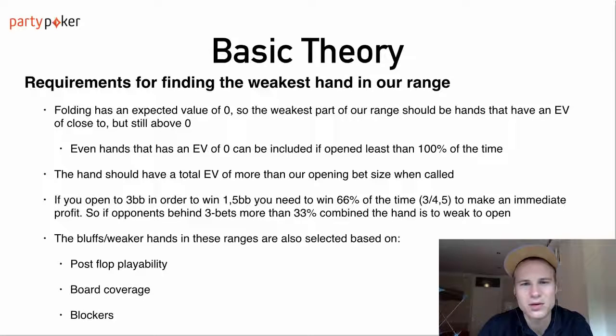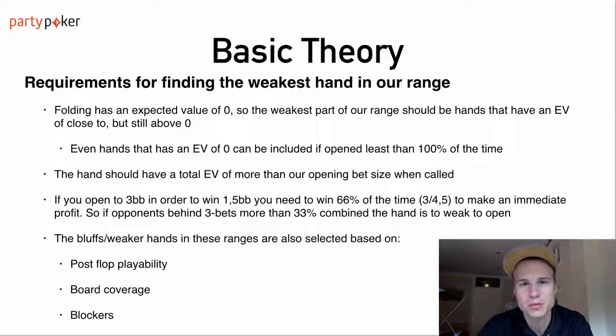Some hands might have an expected value of 0 if you open them 100%, meaning if you open all the combinations of these hands in every situation. But by selecting to only open these hands less than 100% of the time, you can find an expected value very close to but still above 0. The hand you open as the weakest hand should have a total expected value of more than our opening bet size when called. Let's look at some math behind finding the threshold of which hands to open.